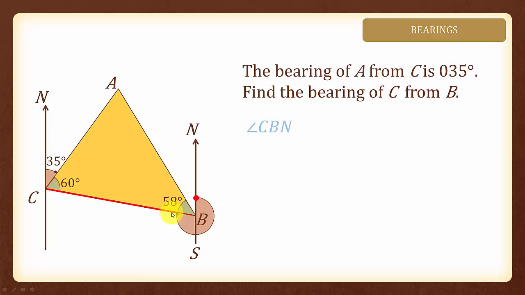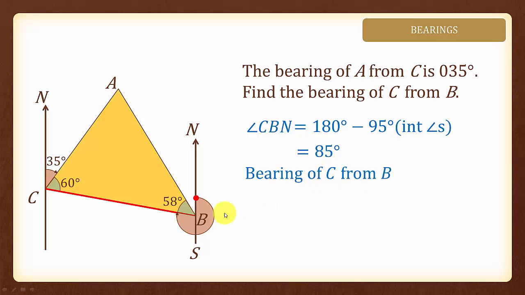Do you know what is the value of angle CBN? Yes, it is 180 degrees minus 95 degrees because of interior angles. The 95 degrees here is given by 35 plus 60 degrees here. And we will have 85 degrees. Therefore, the bearing of C from B is simply 360 degrees minus 85 degrees here, which will leave us with 275 degrees as well.